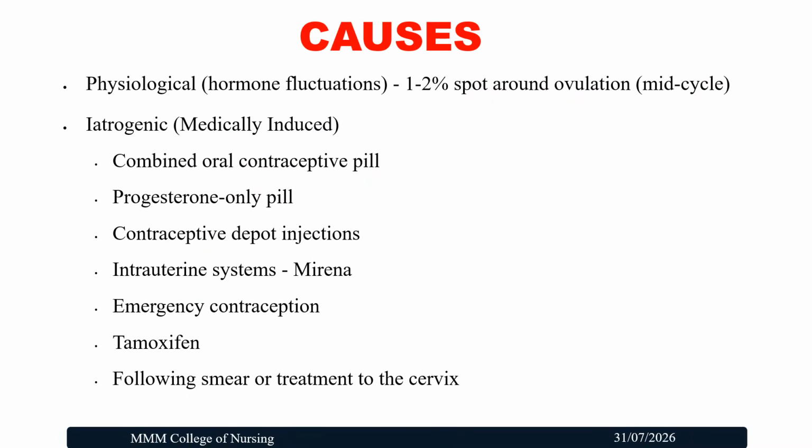The causes for this intermenstrual bleeding: first is the physiological cause, which is nothing but hormonal fluctuation, 1 to 2 percent, spot around ovulation mid-cycle. Then iatrogenic, or medically induced: combined oral contraceptive pill, progesterone only pill, contraceptive depot injections, intrauterine systems, Mirena, emergency contraception, then tamoxifen, then following smear or treatment of the cervix.